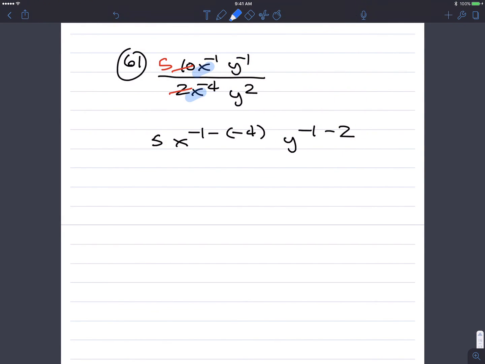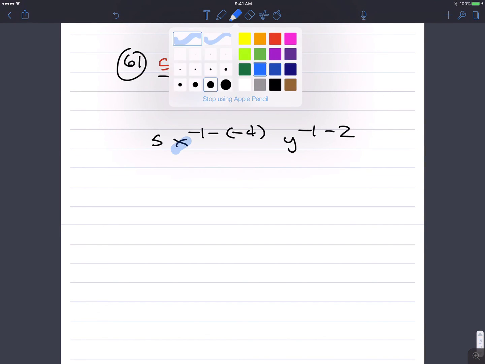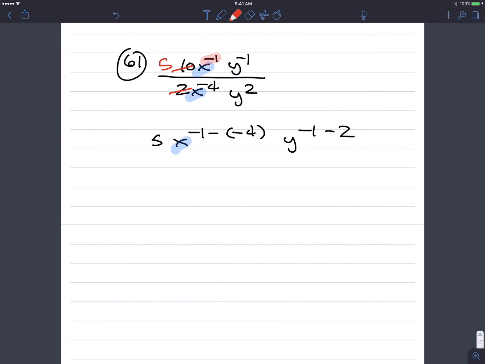Same base, and we're dividing. We keep the base x. Negative 1, here's my negative 1. Here's my minus a negative 4. There you go. y over y, keep the base y. And I have negative 1 minus a 2. There you go. So, 5x to the negative 1 plus 4, y to the negative 3.